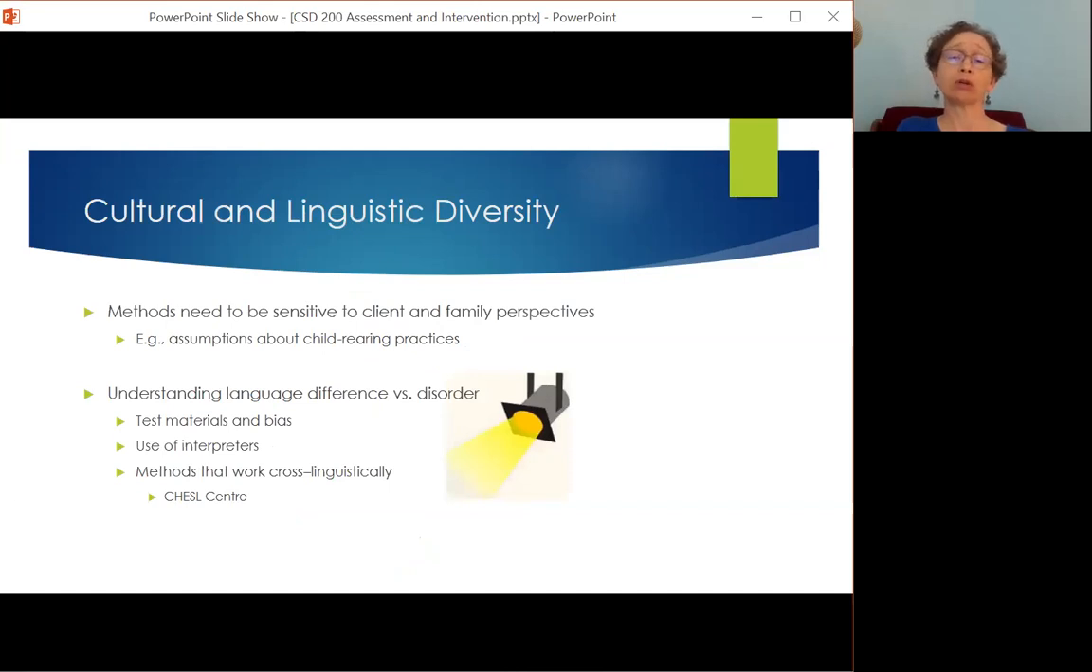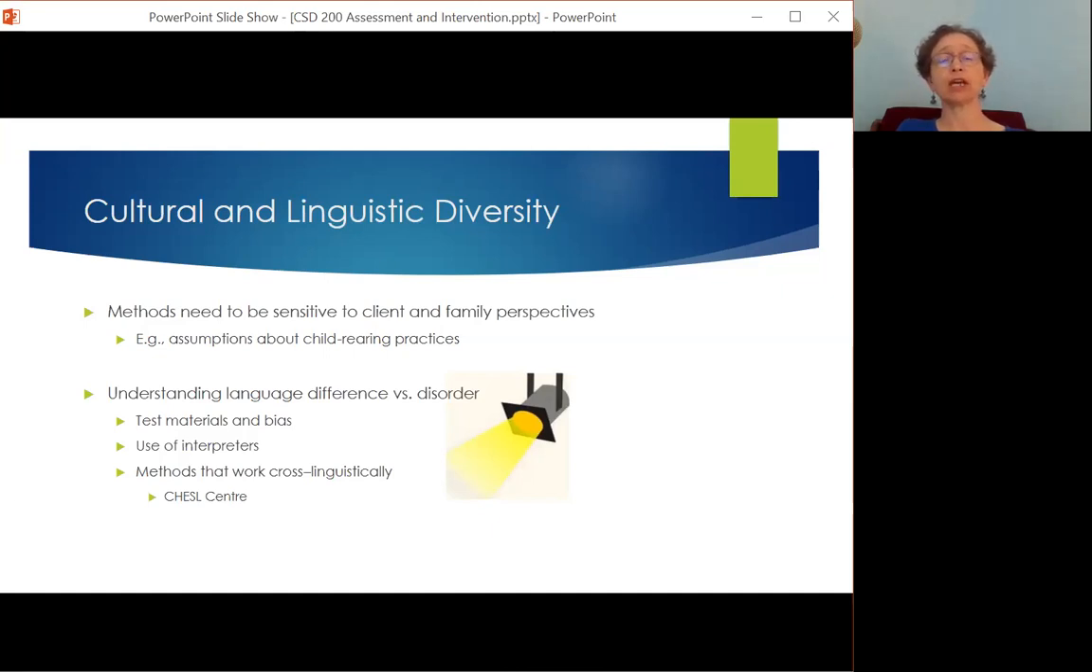I want to mention how important it is to consider cultural and linguistic diversity when doing speech language assessments. We need to realize that the methods we use should be sensitive to the client and family perspectives. And we need to understand that some materials we use may actually have inherent bias.